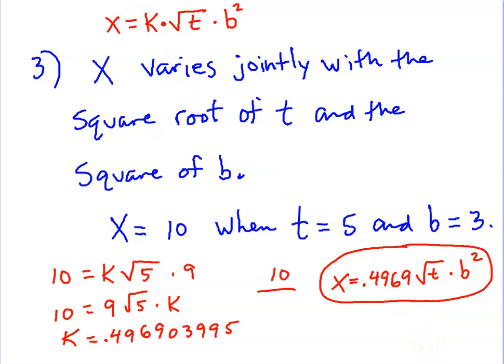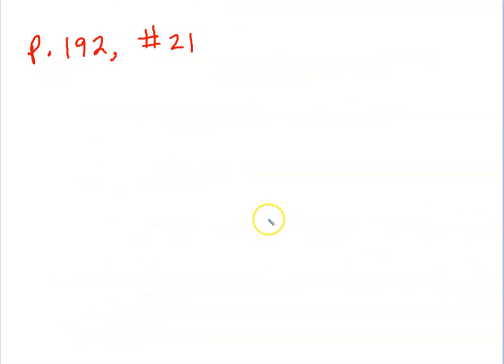All right, so that's a varies jointly example. And I'm going to help everybody with this problem number 21, because you're going to be doing number 22 in your book as part of your assignment. Number 21 matches up with it pretty closely.